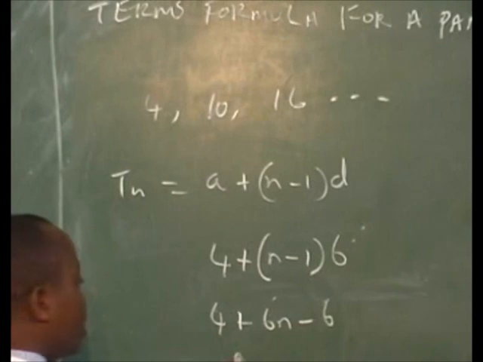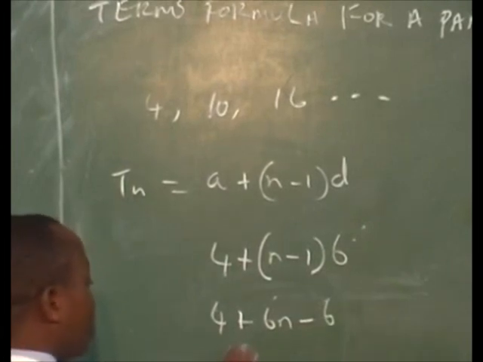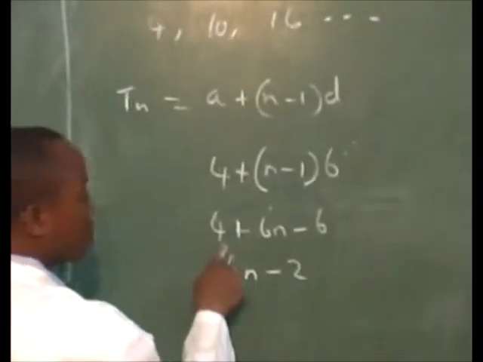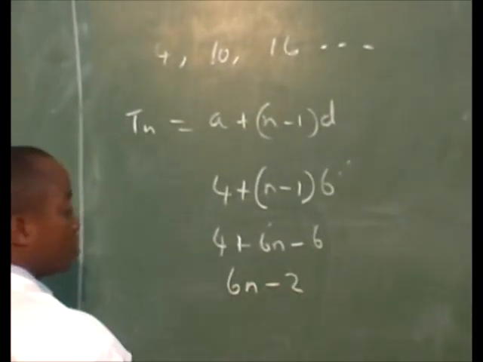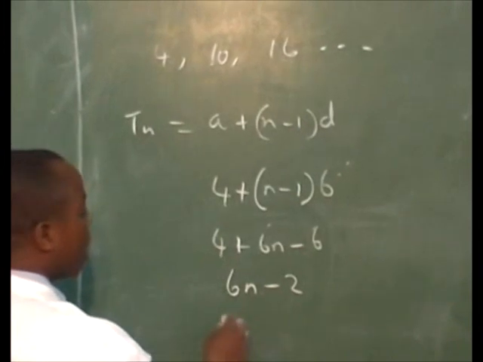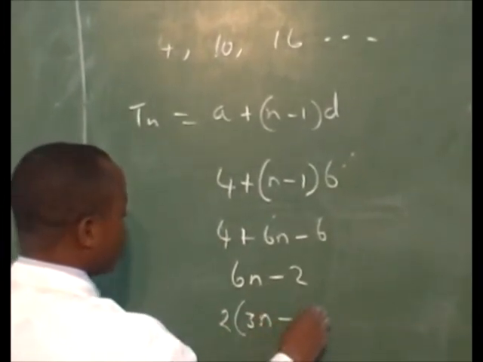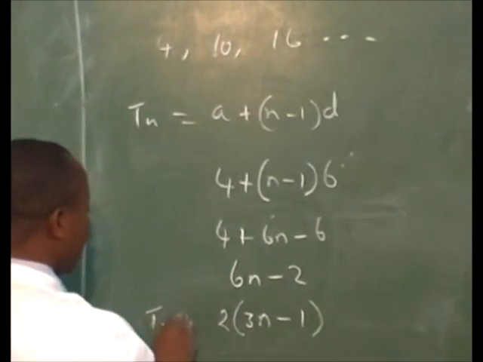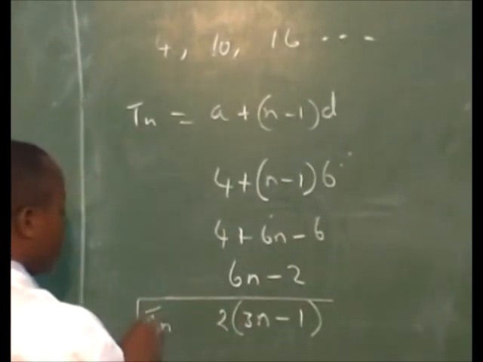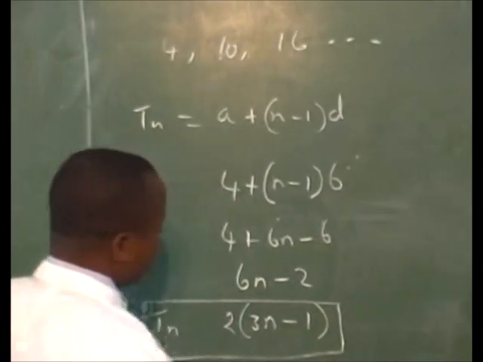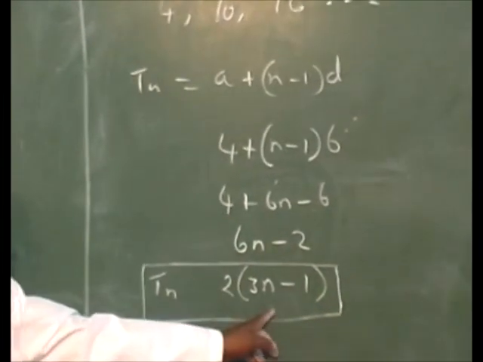Now we can also see that this will give us 6n minus 2, because 4 minus 6 will give us minus 2. And then if we want to further write it, we can write it this way: 3n minus 1. So we can say Tn is equal to 2 bracket 3n minus 1.